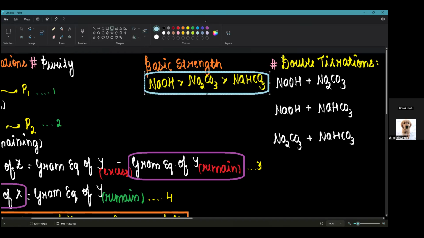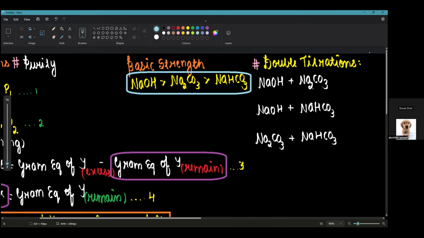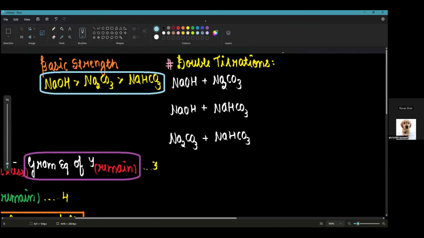So now it's like in a beaker, okay? Okay, we'll take the first case. For example, the gram equivalent of NaOH is X, the gram equivalent of Na2CO3 is Y, and the gram equivalent of NaHCO3 is Z. So over here it will be Y and Z. What I'm doing is I'm taking the first case now.